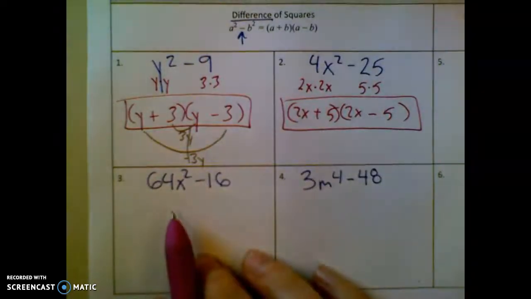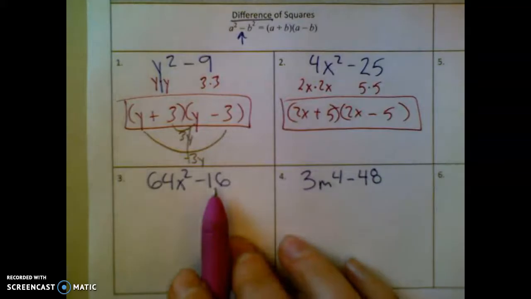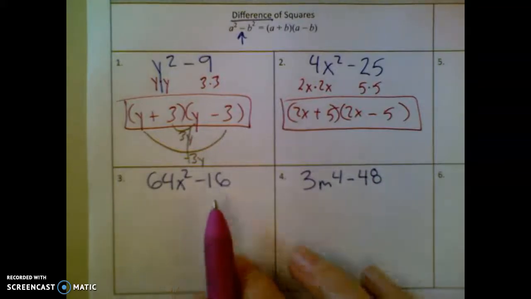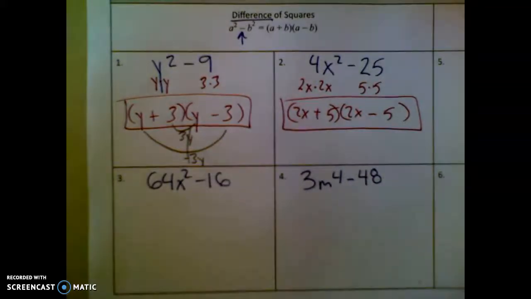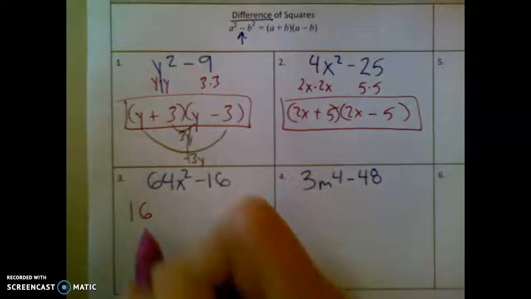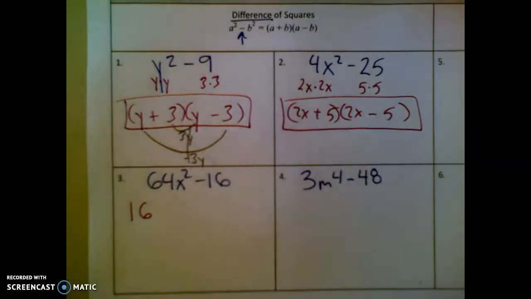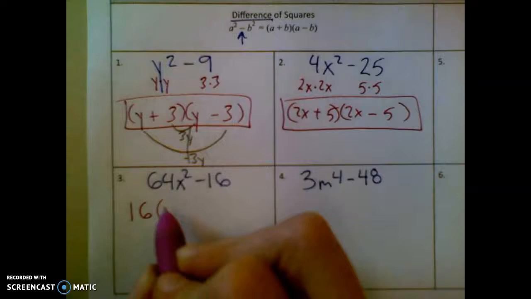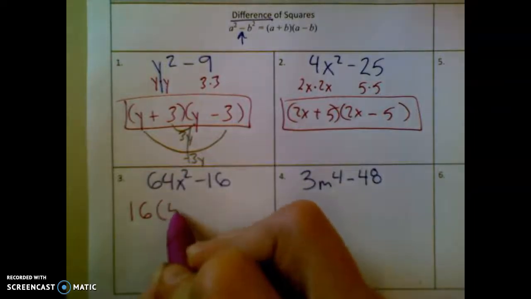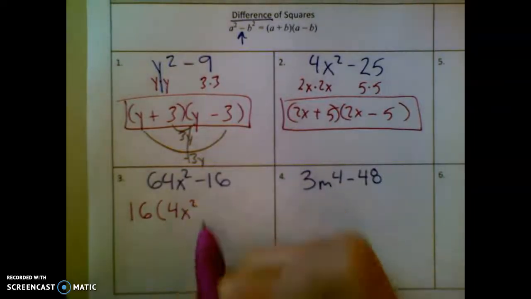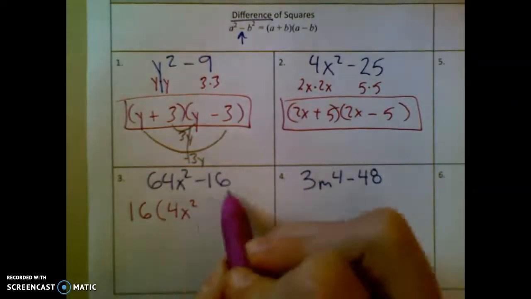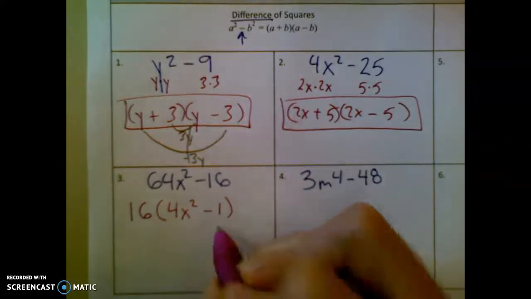Okay, moving on down to number 3. Again, check for GCF. So I always check the smallest number first. And does 16 go into 64? Well, actually, yes, it does. So 16 is my GCF. There is no x GCF because there's no x in that last term. So divide each term by 16. 64 divided by 16 is 4, leaving me an x squared. And then negative 16 divided by 16 is a negative 1.